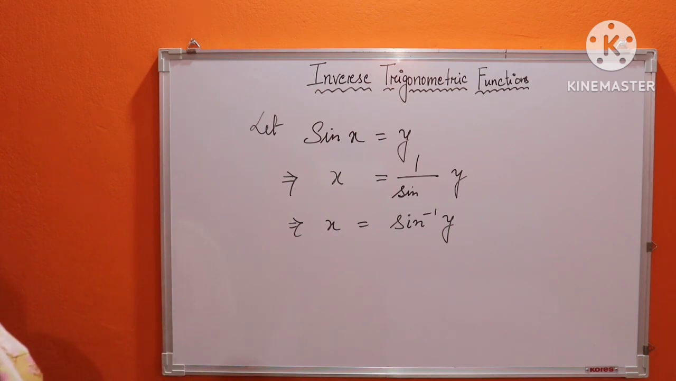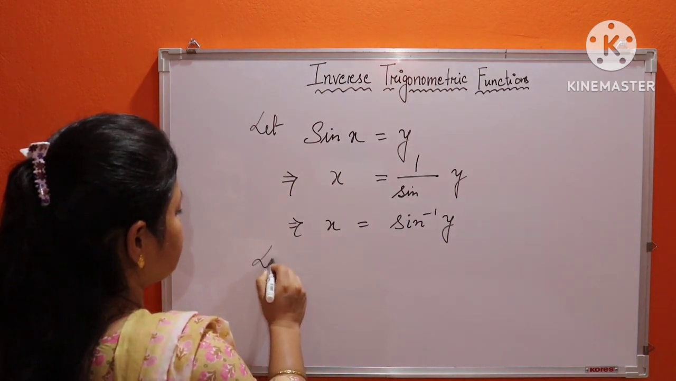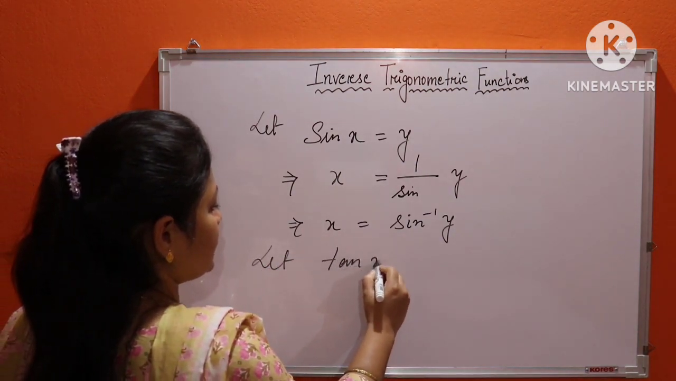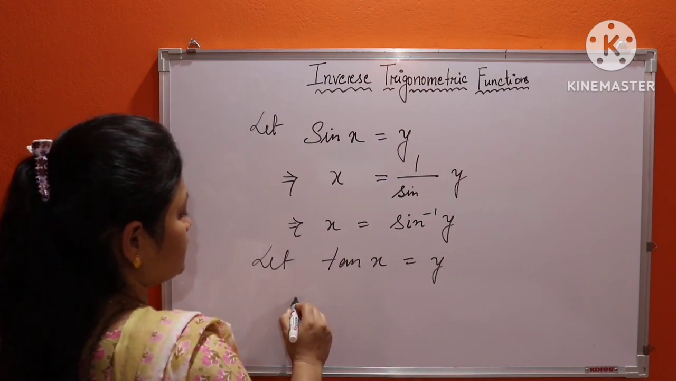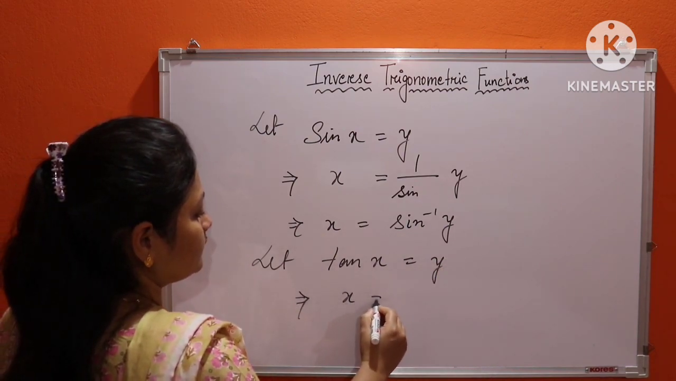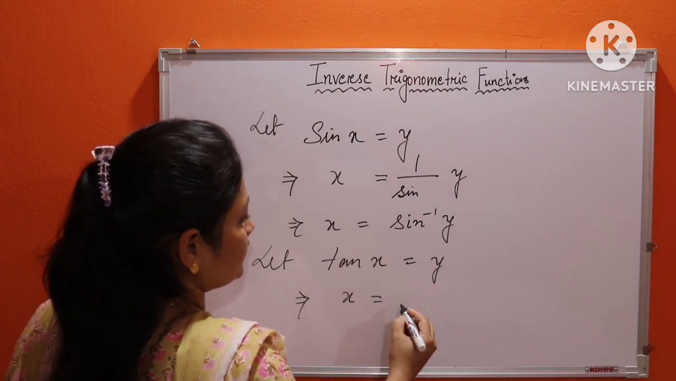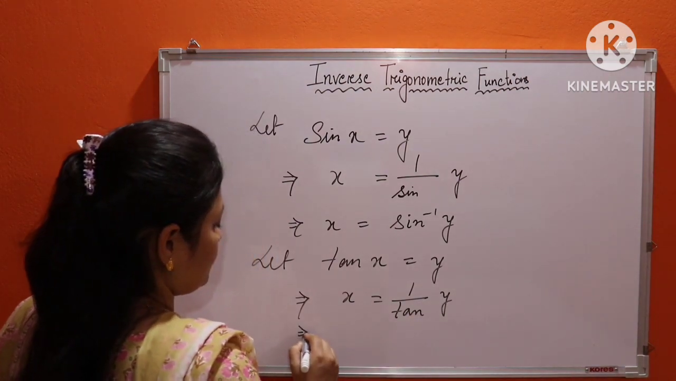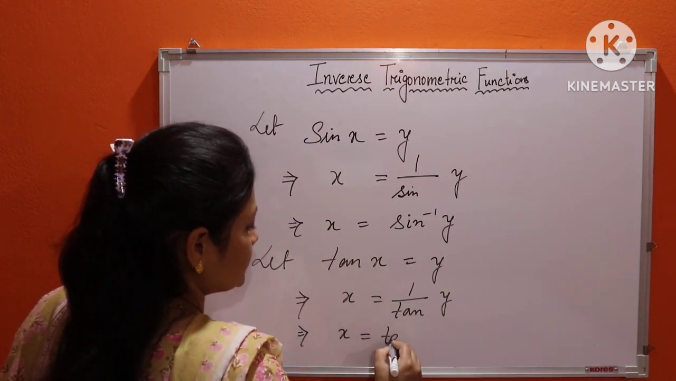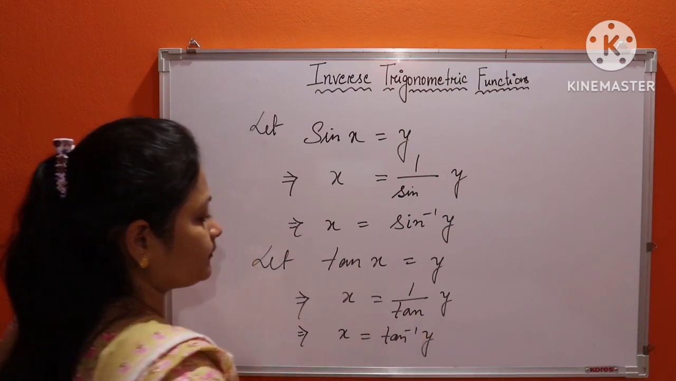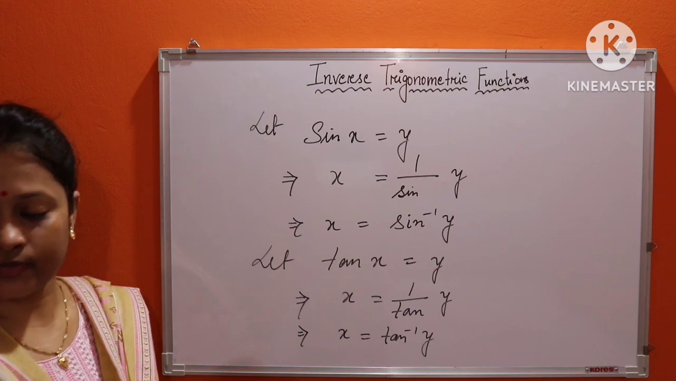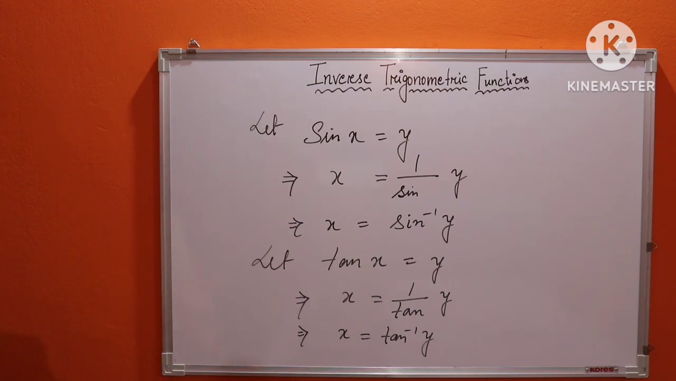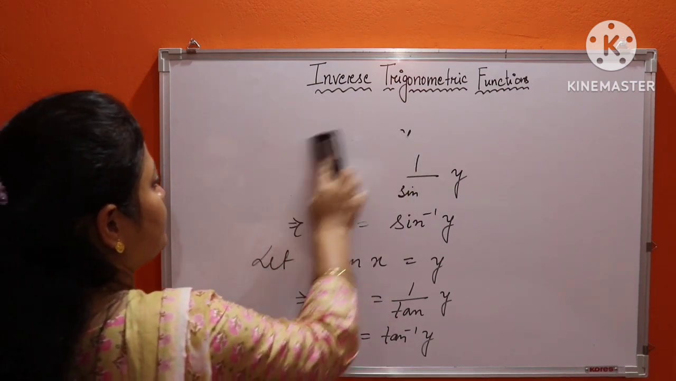Similarly, suppose tan x is equal to y. What will be the value of x here? Tan will go to the right hand side and become 1 by tan y, which means x will be equal to tan inverse y. To understand more, let me take some more examples.